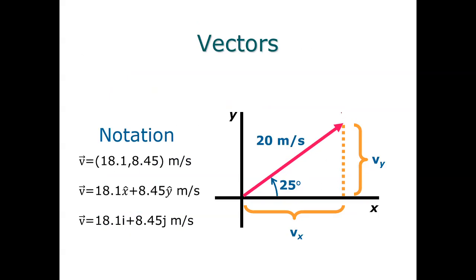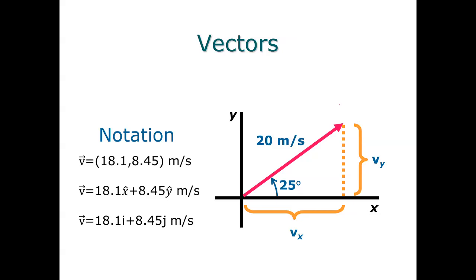So there's some different notation used to describe these vectors. A lot of the time you'll be given an angle and magnitude, so 20 meters per second at 25 degrees above the x-axis. We can also describe this vector using component notation. We can say that the velocity is 18.1 meters per second for the x component and 8.45 meters per second for the y component.